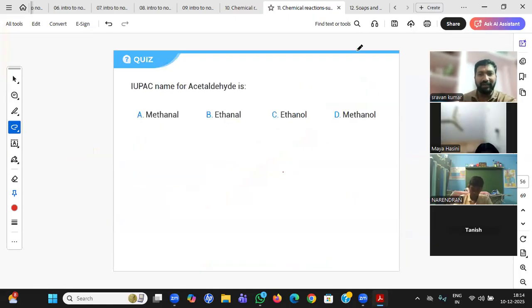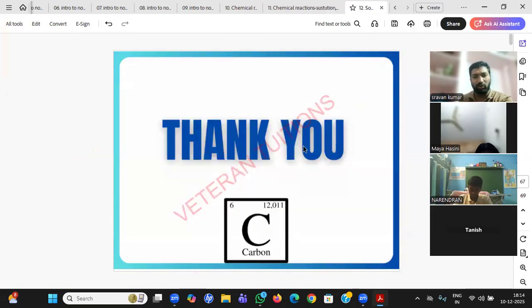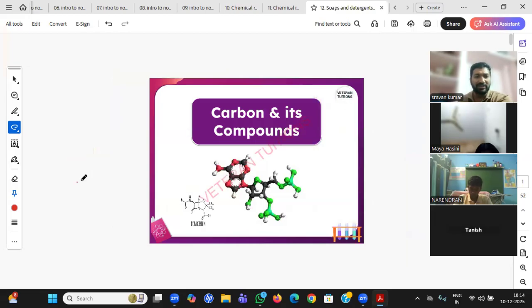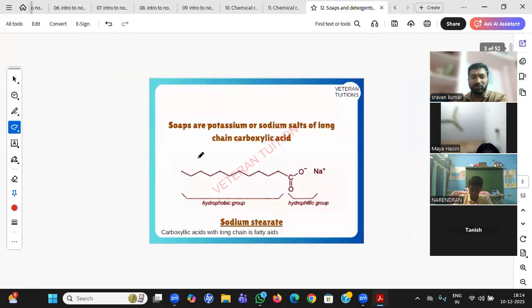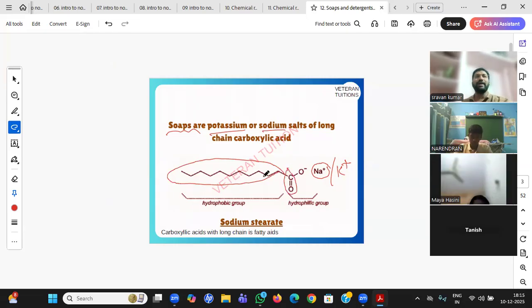Okay. Finally, we are going to soaps and detergents, students. The last topic is soaps and detergents. What did we learn in soaps and detergents during our regular session? We have seen that soaps are nothing but sodium or potassium salts of long chain carboxylic acid. Please remember the definition of soaps and detergents. What are soaps? Potassium or sodium salts of long chain carboxylic acid.